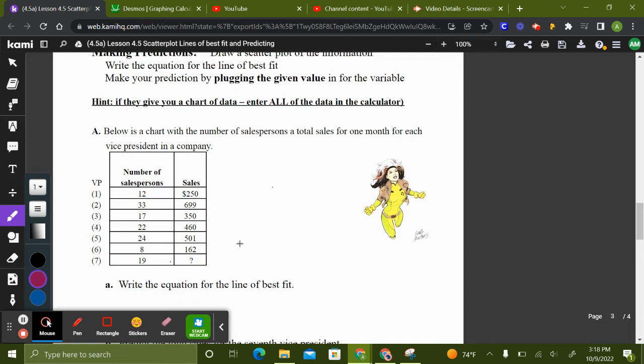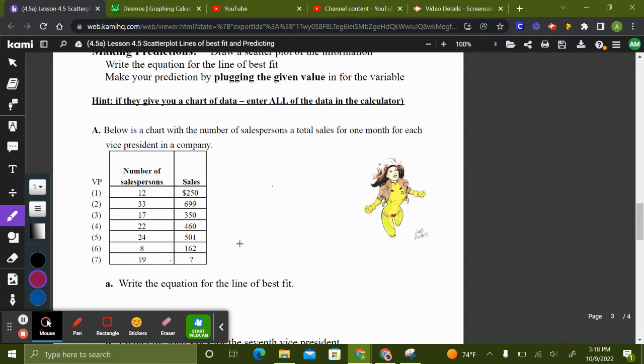Okay, the last thing we're going to do is actually use the idea of a scatter plot to make some predictions about the future. So right here we have a chart with the number of salespersons and total sales for 1 month for each vice president in a company. We know that these would normally be our X values. Here are our Y values.